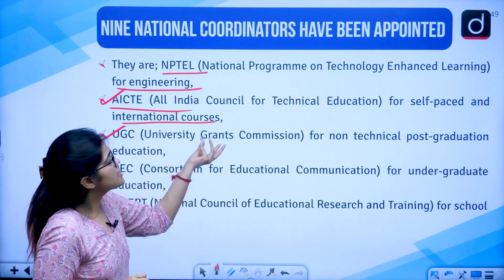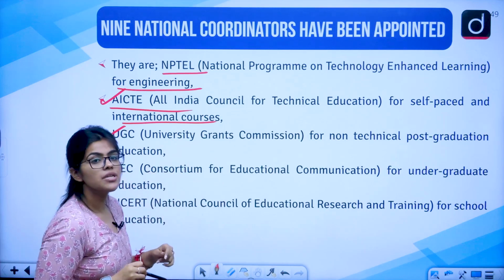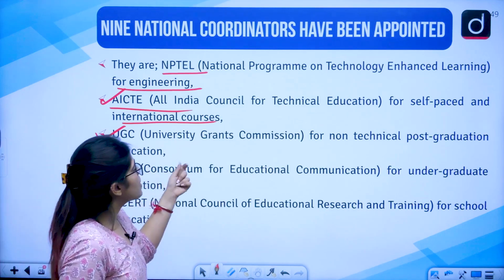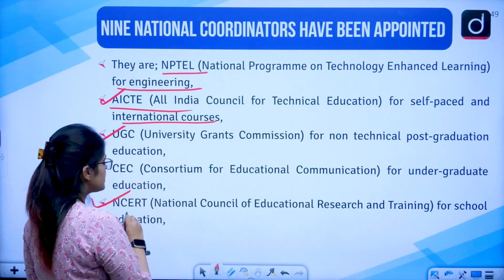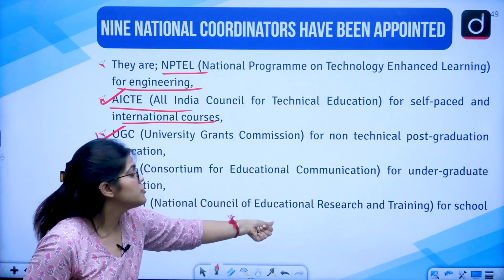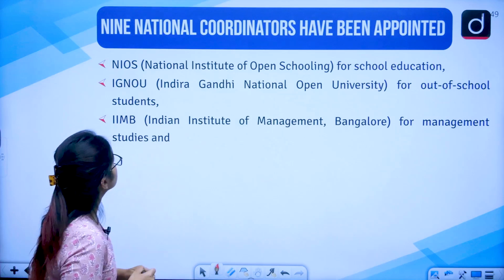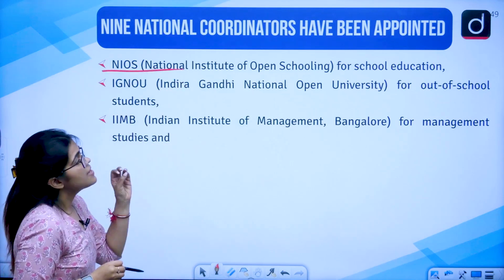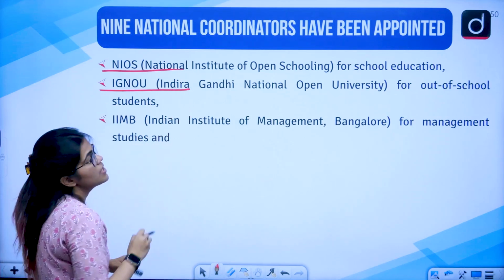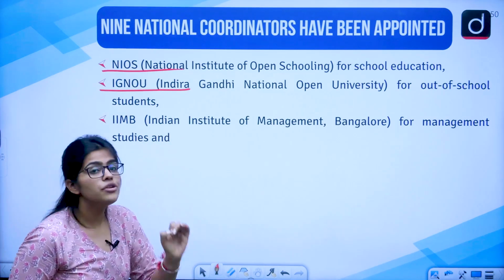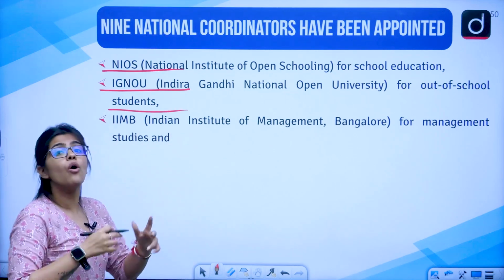UGC, that is the University Grant Commission, will look for the non-technical post-graduation education. CEC, that is the Consortium for Educational Communication, will look for undergrad education. NCERT, National Council for Educational Research and Training, will look for school education. NIOS, that is the National Institute for Open Schooling, will look for school education. IGNOU, that is the Indira Gandhi National Open University, will look for out of school students. Look for the students who are doing open learning.